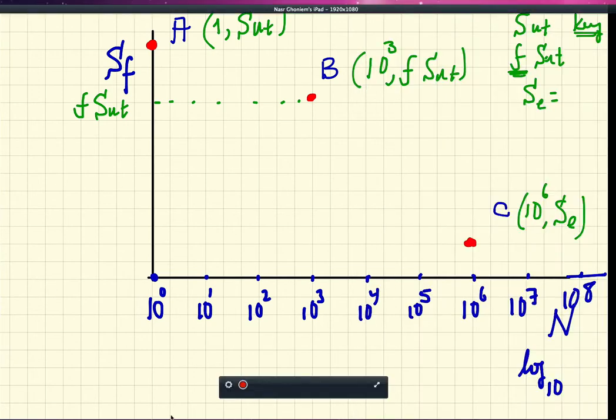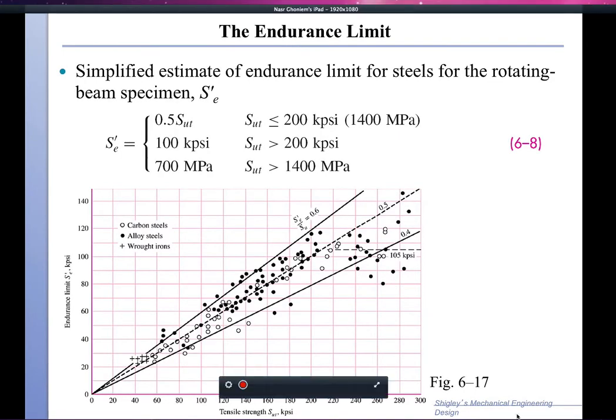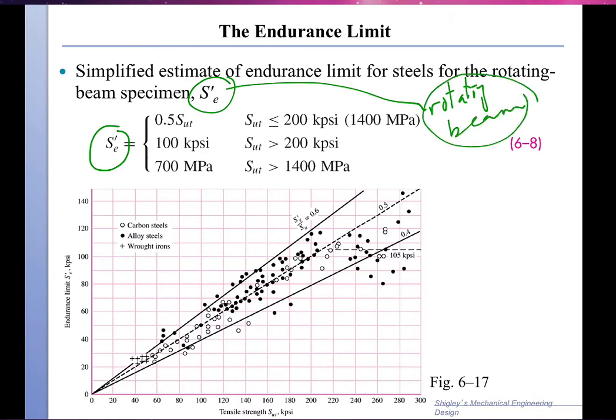So I might just kind of try to show you here. This is, as you can see here, the endurance limit, and I'm going to call it SE prime. So prime is for the rotating beam. So this is the value of the endurance limit for the rotating beam specimen, and later we will modify that for the exact conditions. So it's basically half of the ultimate if the ultimate is less than 200 KSI, or is 100 KSI for anything larger than that.